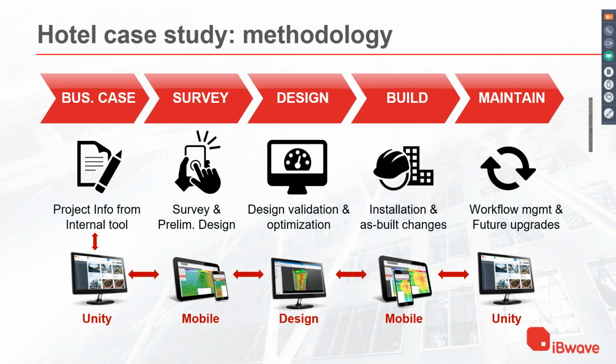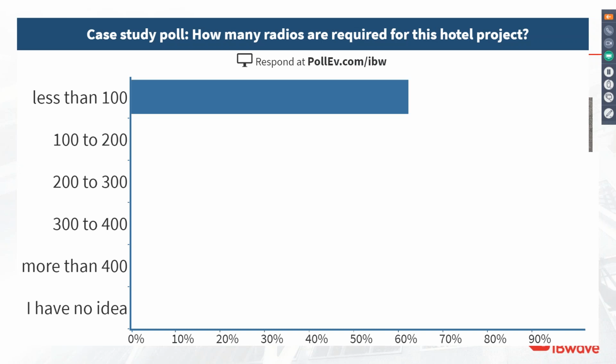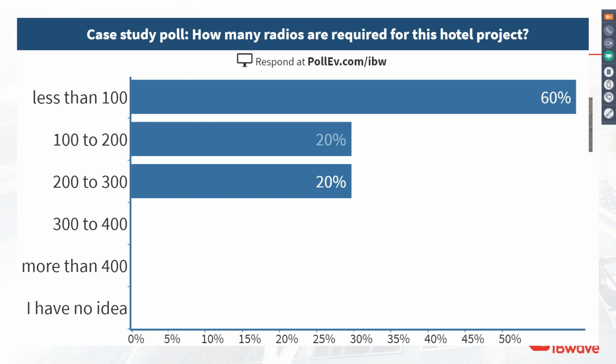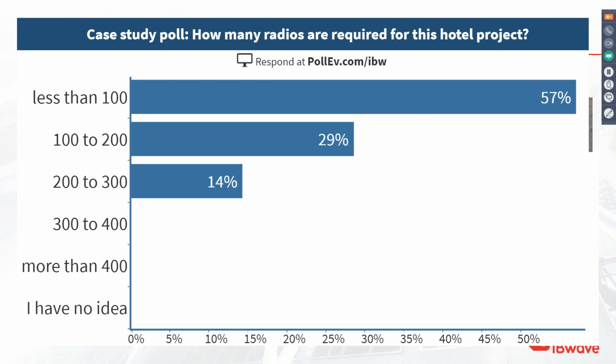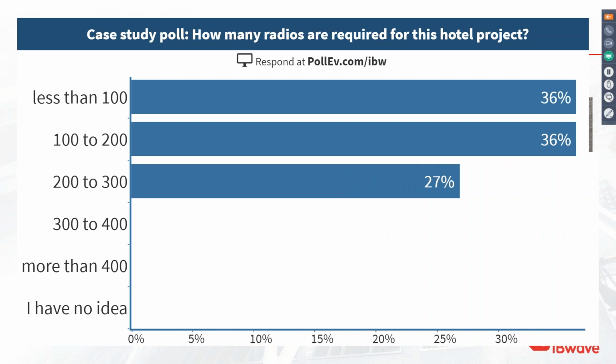So what I'd like to do now is take you to another poll, because I'm curious, based on everything that I've mentioned before in terms of the requirements and what is being looked for: how many radios do you think are required for this hotel project? This is a multiple choice question, and you have a handful of different potential answers. Curious to see how many radios you think are needed. So less than 100, 100 to 200, 200 to 300, 300 to 400, more than 400, or you truly honestly have no idea, which is perfectly valid as well.